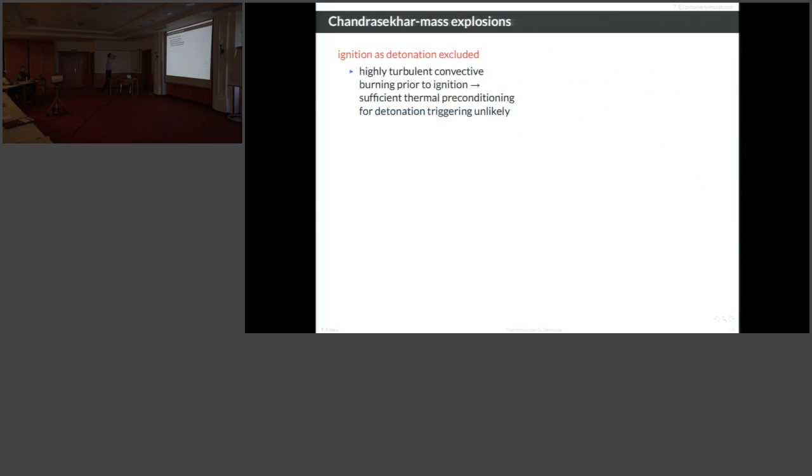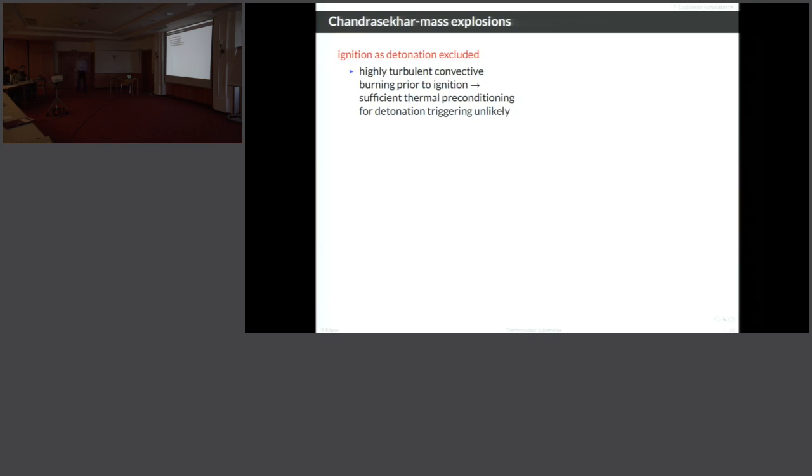Okay, so Chandrasekhar mass explosion. We take a carbon-oxygen white dwarf at Chandrasekhar mass and ignite it artificially, because we don't know in detail how this happens in nature. So how do we ignite it? Well, can we ignite it as a detonation? Well, this doesn't work for two reasons.